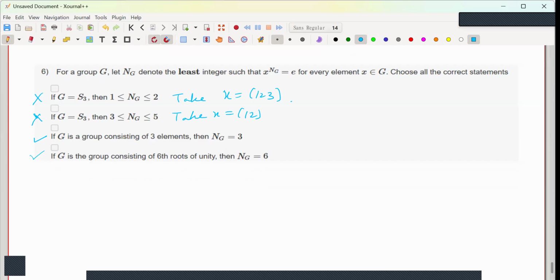Because we want a uniform integer. Here, ng is 3, that is okay. And here also this is fine.